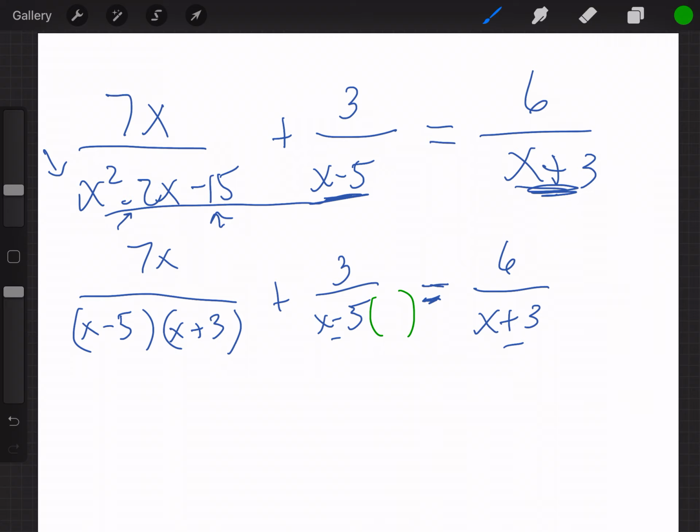So what does this one need to be like this one? It's got the x minus 5. It needs the x plus 3. Whatever you put on the bottom, you got to put it on the top. That's a 3. Now it looks the same as this one.